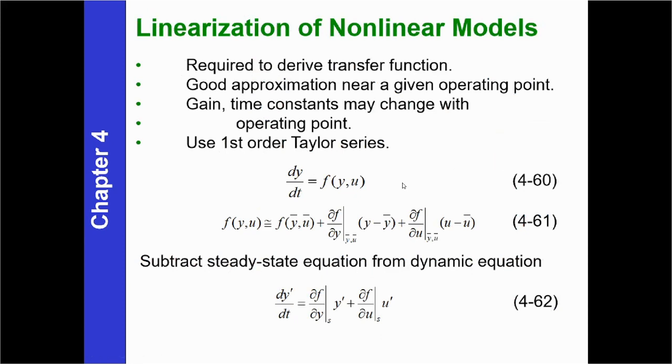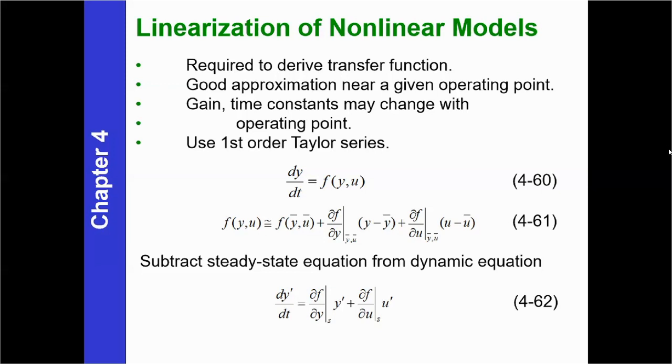Now we look into the linearization of nonlinear models, which is required to derive transfer functions. For nonlinear models, when you want to linearize, you need a good approximation near a given operating point. In this case, the gain and the time constants may change with the operating point. To linearize it, you can use the first order Taylor series. I think you learned it in your maths course.